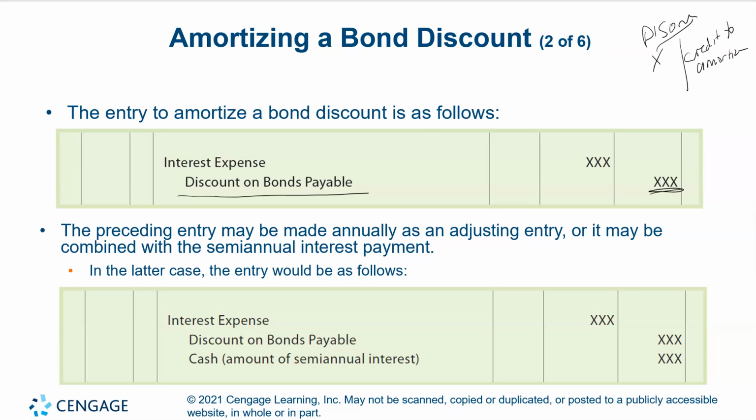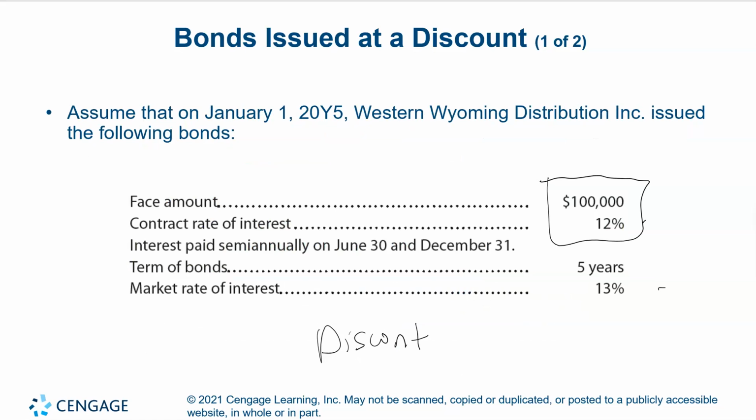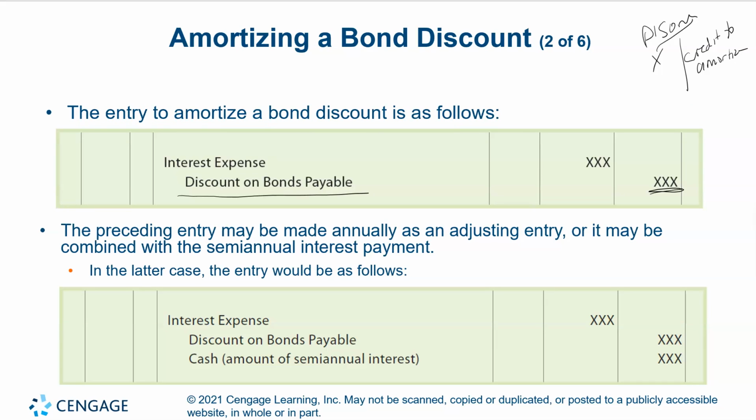So if you remember, in our example, we had a bond with contract rate 12%, market rate 13%. So the reason that we discounted it is because we needed to get our bondholders up more interest to 13%. So that is why a discount increases interest expense, because it really represented additional interest that we needed to get our bondholders to, because we're only paying 12%, but they really deserve 13% in the market. All right, so that is why we move it out of discount and into interest expense.